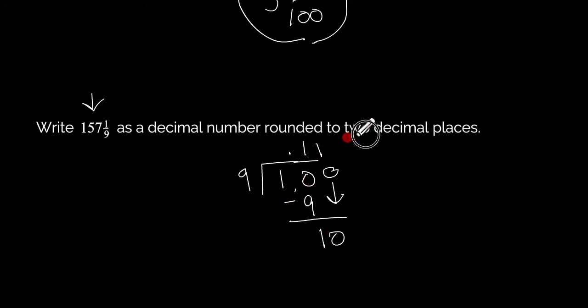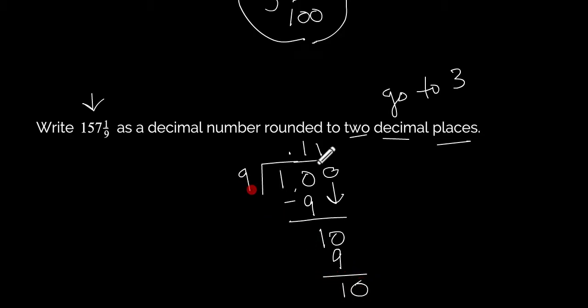Now, if it says 2 decimal places, you need to go to 3. So you need to keep dividing till you get to 3 places. So we're going to get 1 times 9 is 9, and we get 1, 0. It goes in another 1 time. 1 times 9 is 9, and you're going to continue on. You only have to go 3 places because we have to do the 3rd place. Remember how we do this? We circle the 2nd place and we put an arrow on top of the 3rd place. If it's 5 or greater, this 1 would become a 2, but it's not. It's only a 1, so it stays the same.